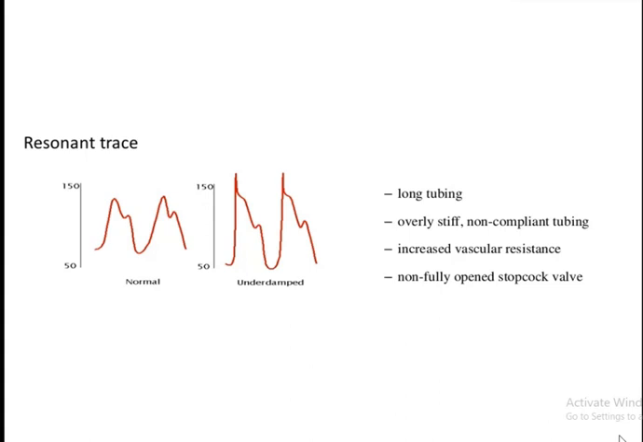If you have used long tubes, overly stiff pressure tubing, or there is increased vascular resistance, or a non fully opened stopcock, that means you have not opened the stopcock fully. But how will you know whether these are normal or abnormal? Whether this is damping or underdamping, or these are normal recordings.